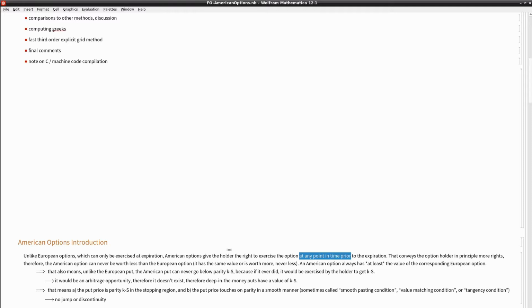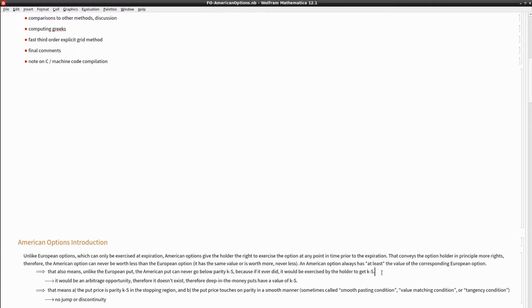So therefore the American option can never be worth less than the European option. It has the same value or it is worth more, but never less. So an American option always has at least the value of the corresponding European option. And that also means, unlike with the European put, the American put can never go below parity K minus S, because if it ever did, then it would be exercised by the holder to get K minus S.